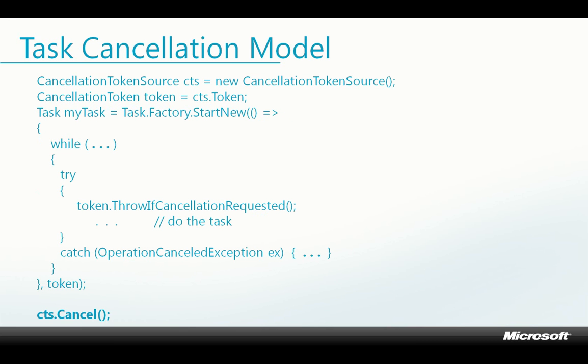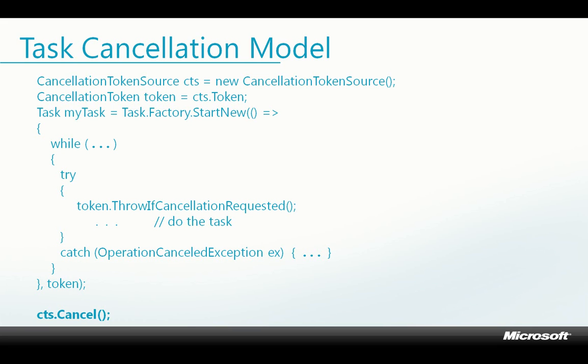Something else that's new about tasks in the Beta 2 is the cancellation model. If you want to make it possible to stop the task, then what's going to stop it is a cancellation token. The first 2 lines here show how to get a token. You instantiate a cancellation token source and then get your token from it. And then in the loop, you check to see if cancellation has been requested. That's what the throw if cancellation requested method there does.